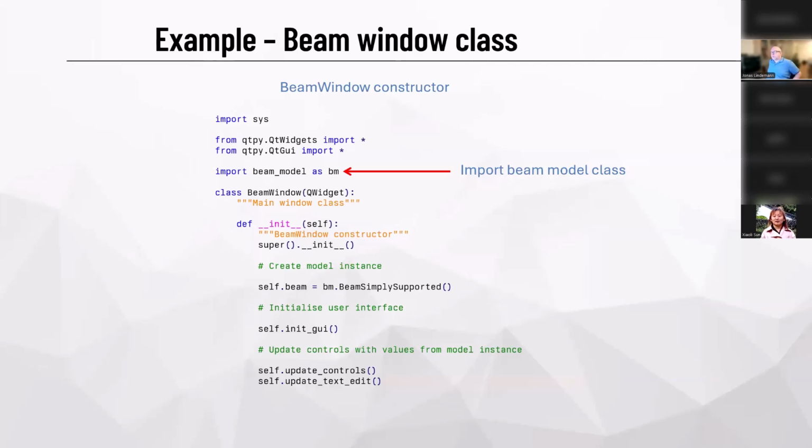So what we then do is we create a beam window class. And I import my beam model, as the beam model is stored in a separate module called beammodel.py. Import that as beam model. And the first thing I do in my window creation is that I create a beam object that I attach as an attribute to my class. So every time I create a new window, there is a beam object available for me. I create my user interface, and then I update the controls. So I set the values from the model to my controls. I update the text edit here to display the table.